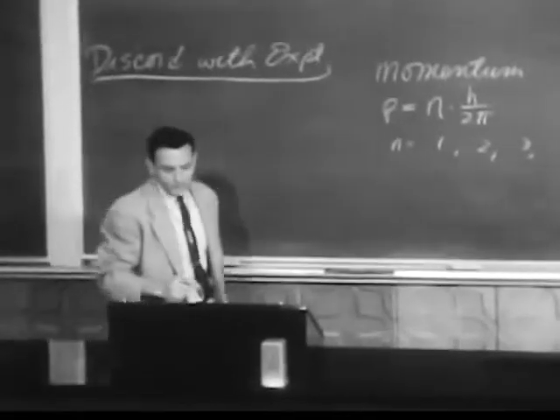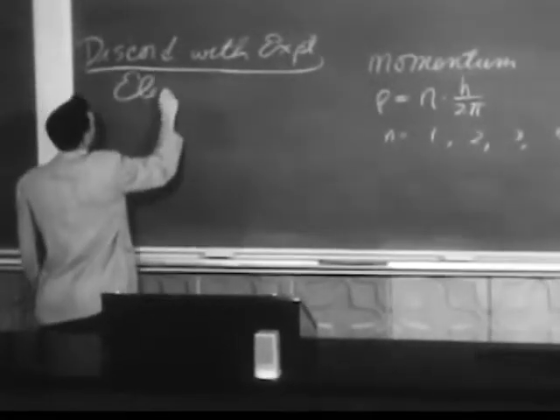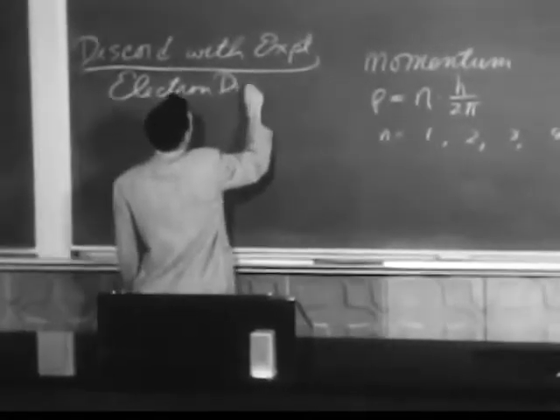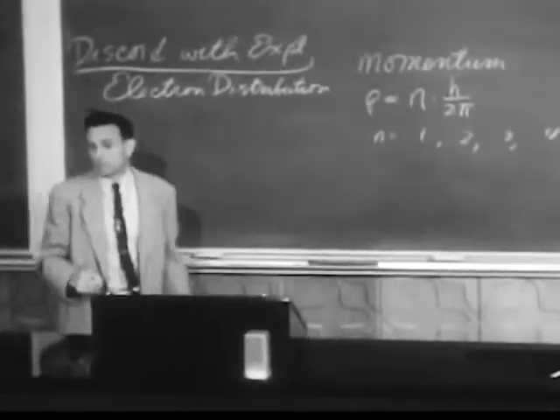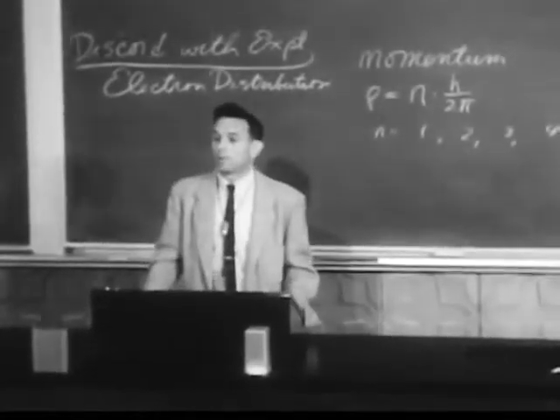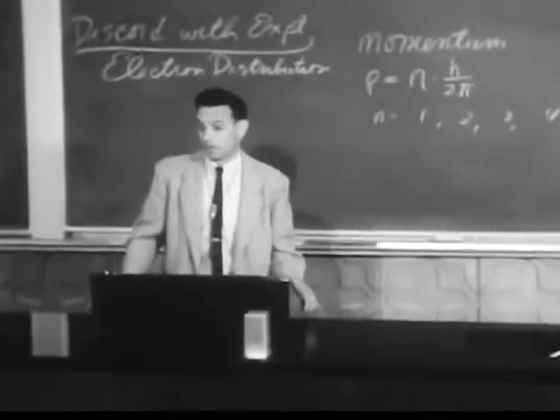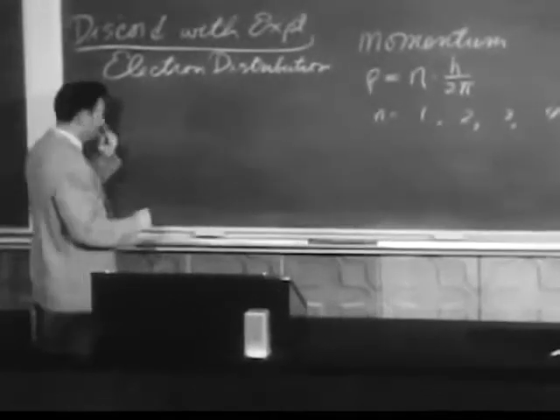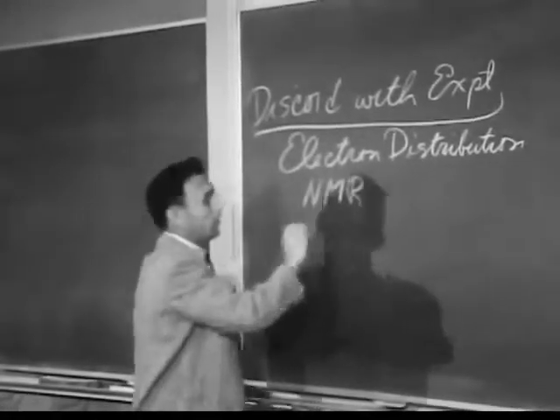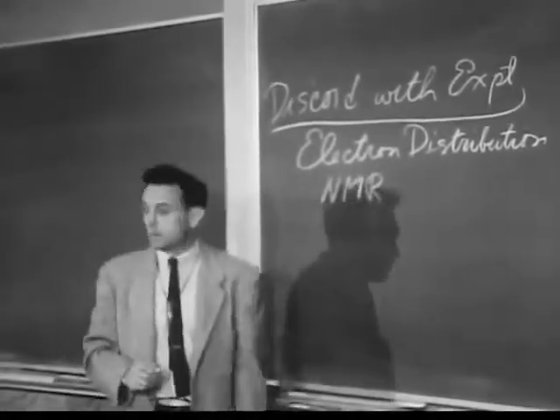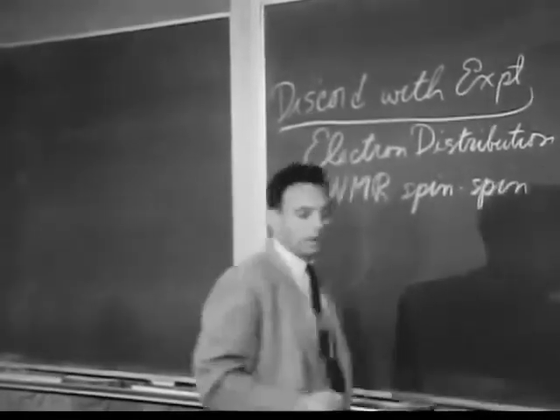The first respect is in connection with the electron distribution in the atom. There are three types of experiments that I'll mention in which we have some experimental feeling for the distribution of the electron in the atom. The first that I want to mention is in connection with nuclear magnetic resonance studies. NMR is the abbreviation for nuclear magnetic resonance, and in particular, the so-called spin-spin interactions.